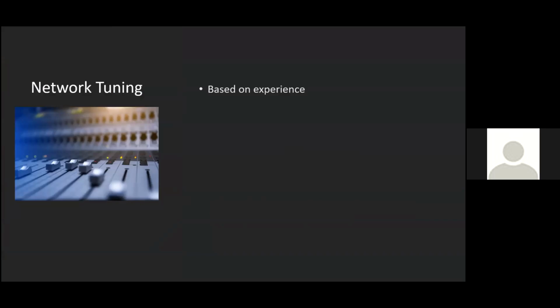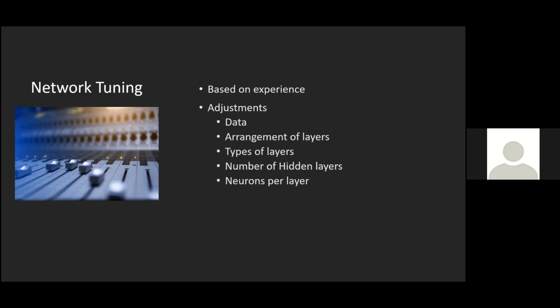There's a little section in this chapter about tuning your networks to perform better, which you're going to spend more time on. Here's my quick 1 minute thing on it. It's based on experience, and to me it's as much art as anything else, because we have so many things we can adjust. We can adjust the data, our arrangement of layers, types of layers, number of hidden layers, neurons per layer, and hyperparameters like our batch size or learning rate, all sorts of things like that.